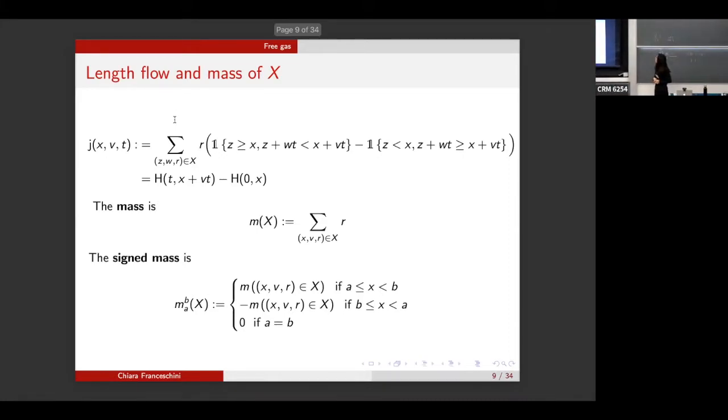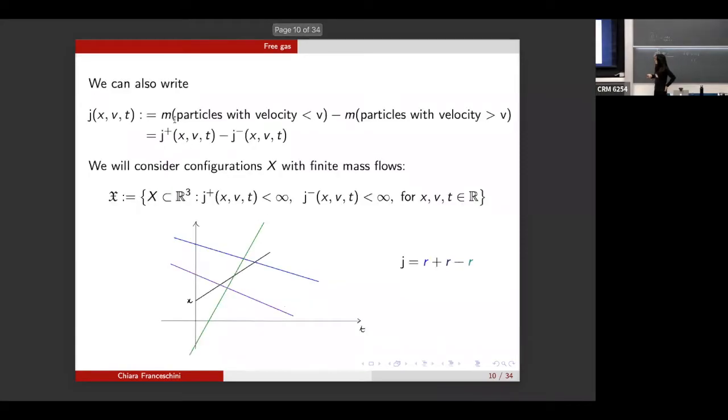So the length flow again is this difference of the height function at time t and 0. The mass of the configuration x is the sum of all the marks of the ideal gas. And the signed mass of the configuration x between points A and B is the mass between points A and B. You can define the net flow also using the mass, because if you think about it, you can write the net flow in the following way.